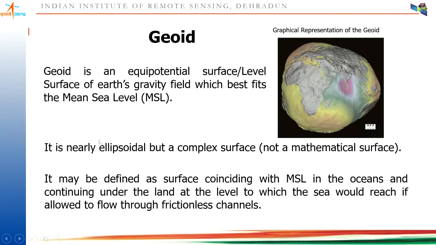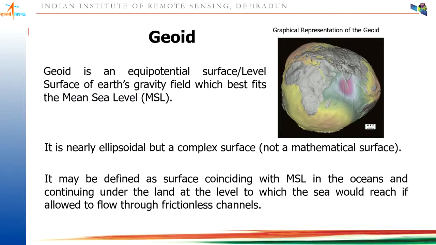Now we come to the geoid. Geoid is an equipotential surface, a level surface of Earth's gravity field, which best fits the mean sea level. So one was an ellipsoid, which is a mathematical surface. In an ellipsoid we can derive an equation and take measurements over its surface. The other thing is the geoid, which is not a mathematical surface. It depends on the earth's gravity, and gravity depends on how mass is distributed and other factors.